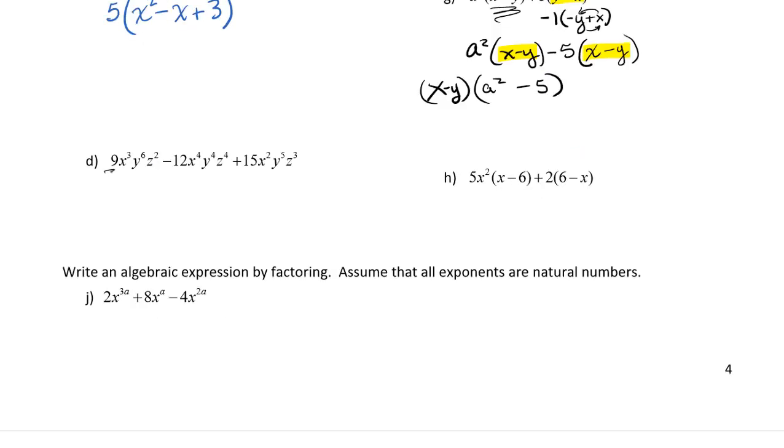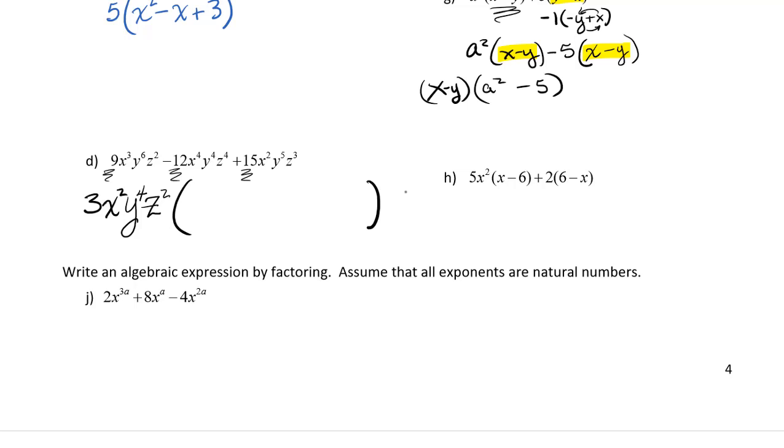If I look at 9, 12, and 15, they all have a 3 in common. X to the third, x to the fourth, and x to the second. We would take the lowest power of x out. So x squared is our lowest power of x. Y to the 6th, y to the 4th, and y to the 5th. So we know that there are 4 y's in common to all 3 terms. And then z to the 2nd, z to the 4th, and z to the 3rd. So z to the 2nd is common to all 3 terms.